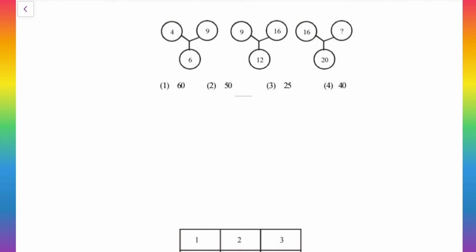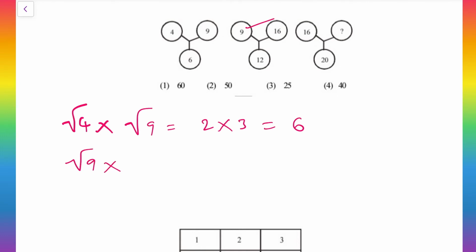First number 4 is there, I will do square root of it. Next number 9 is there, I will do square root of it. Root 4 is 2 into root 9 is 3. 2 3s are 6. Let me check whether the same logic is applicable for the next numbers or not. Here 9 is there, so root 9 into, here 16 is there, so root 16. Root 9 is 3 into root 16 is 4. 3 4s are 12. Yes, this is the 12.